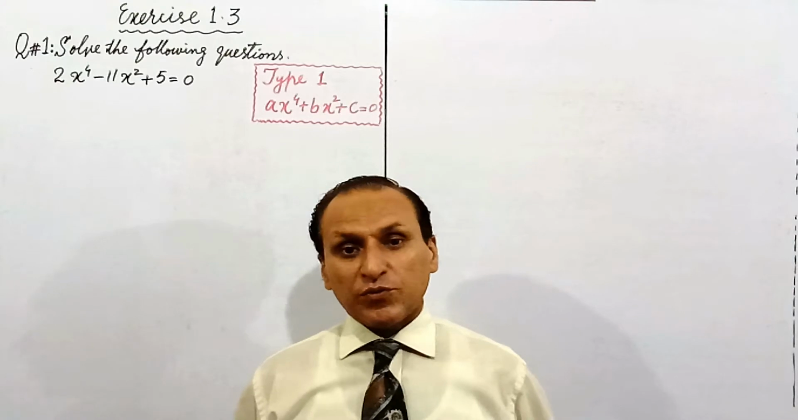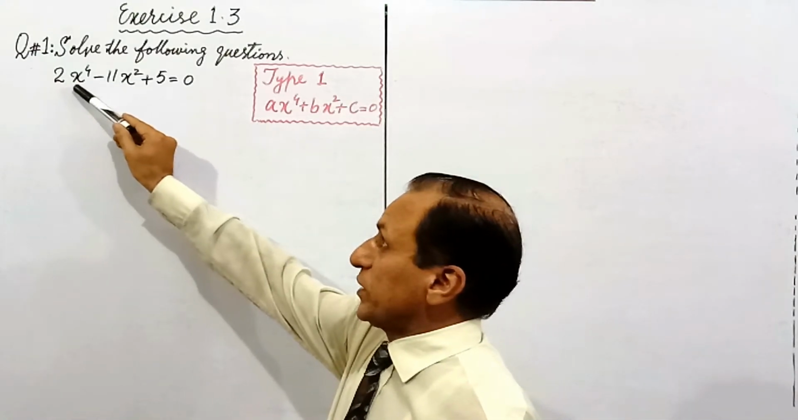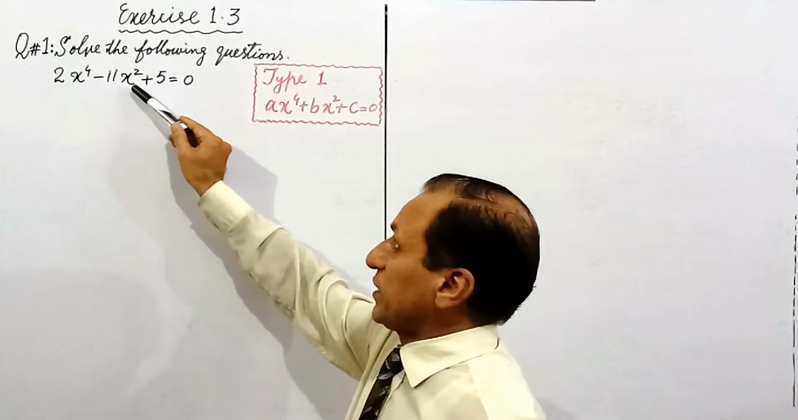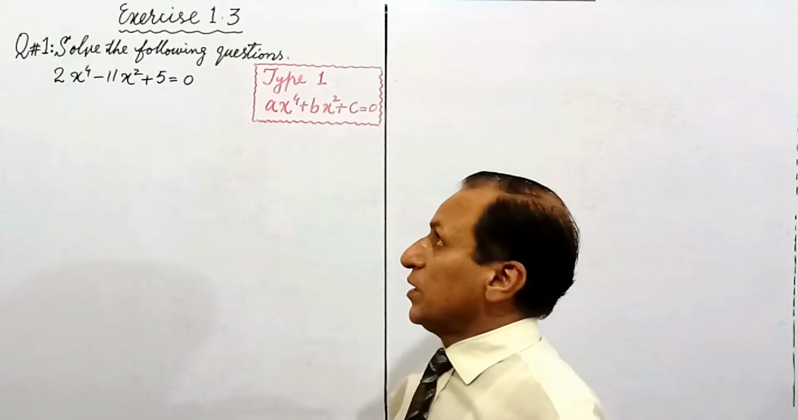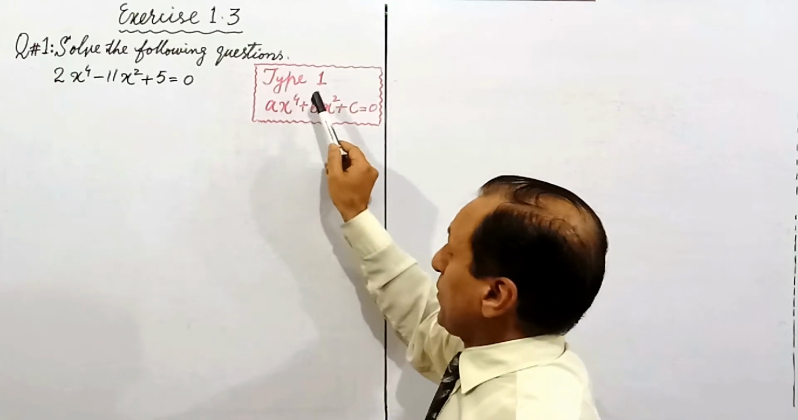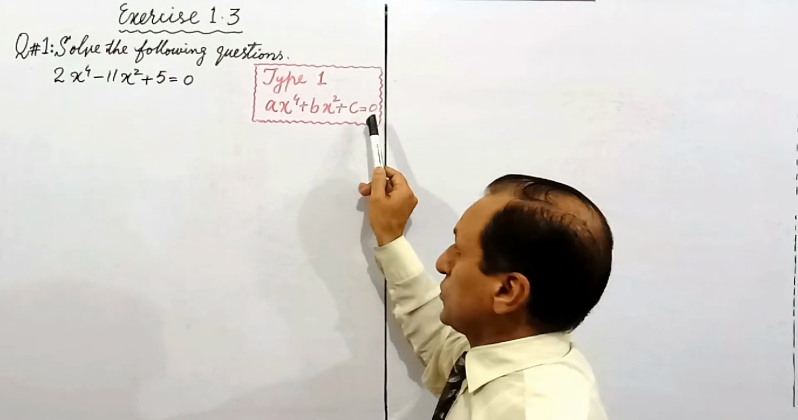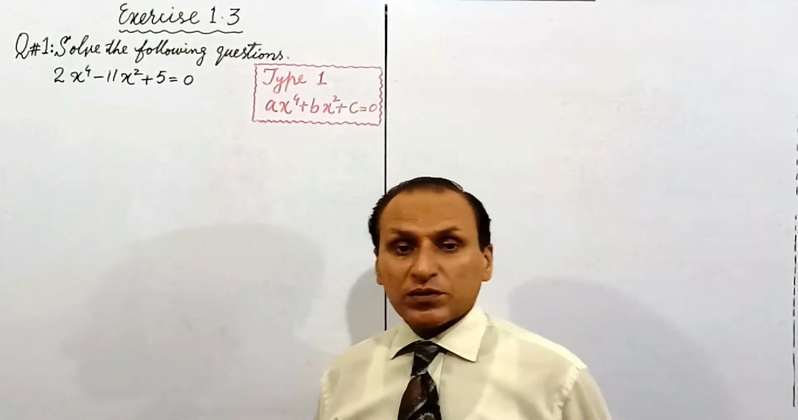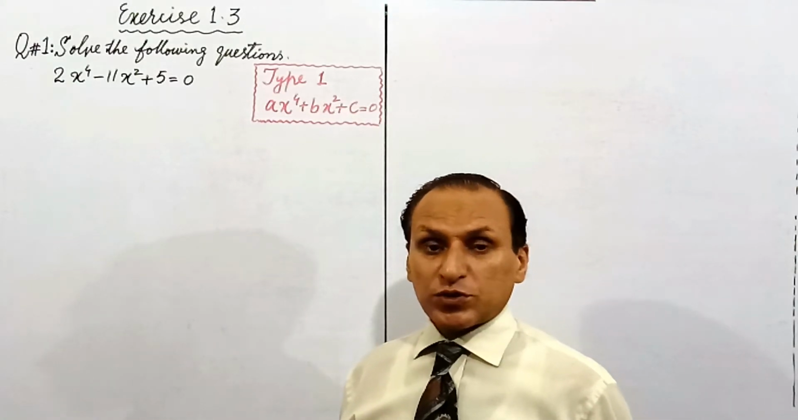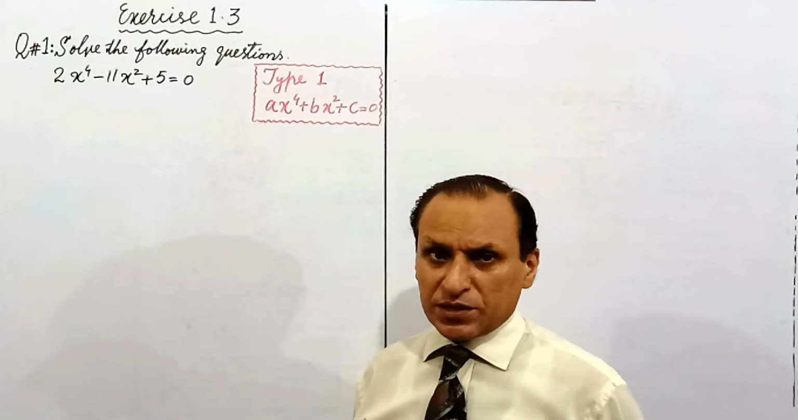In question number 1, we are required to solve the equation 2x raised to the power 4 minus 11x squared plus 5 is equal to 0. And if we recall, that is equation type 1, that is ax raised to the power 4 plus bx squared plus c is equal to 0. If you recall the method of how to resolve it into quadratic form, this question is very easy, so let's do it.